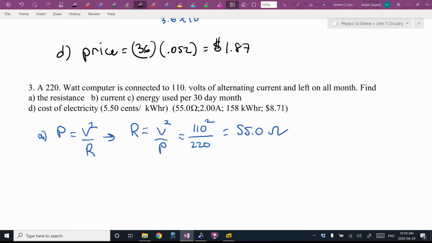I could also have done what I did in the previous question, which is find the current and then find the resistance. Part B wants me to find the current anyways, so current is power divided by voltage, or I could go current is voltage divided by resistance, because now that I know resistance, if I know two things, I know all four things. But I'll use power, 220 divided by 110. I'm pretty sure it's exactly 2 amps.